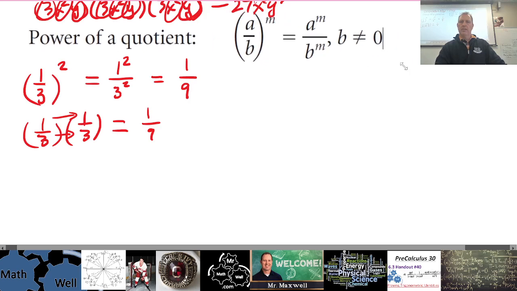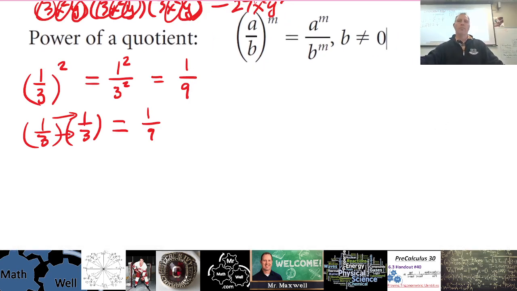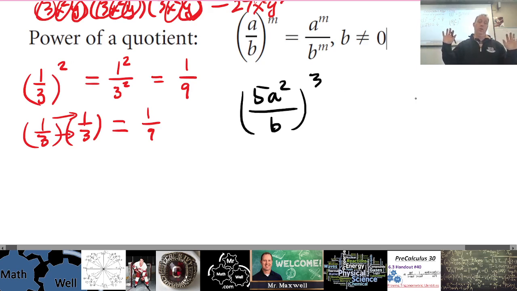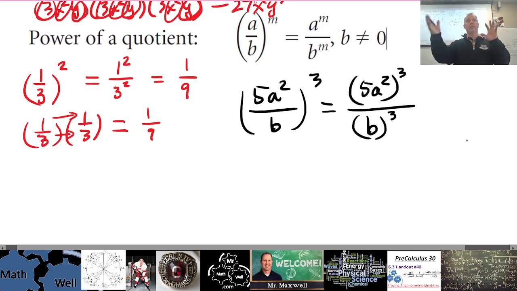Now let's up the stakes a little bit here. What if we had something like 5a squared over b, and we took that to the power of 3? Whoa, whoa. Okay. So a couple ways you could look at that. This is 5a squared cubed divided by b cubed. See how it applies to the top and to the bottom separately.